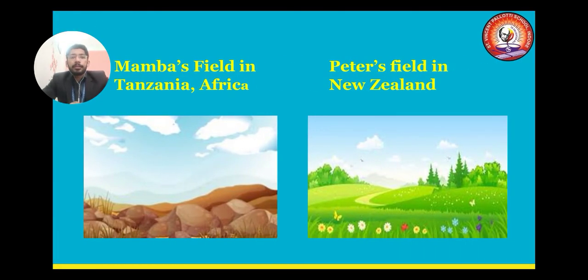In this slide, you see two pictures. One is Mamba's Field in Africa and the other one is Peter's Field in New Zealand. The former one is rocky and the latter one is green grass. This shows the different types of land that we can see on our earth.